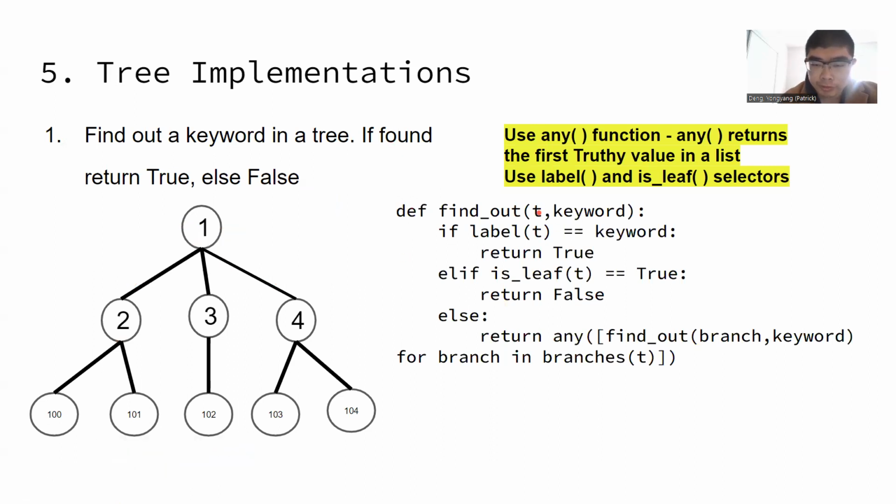Say we have the tree. I say t here and keyword. If label of t equals keyword, return true. And else if is leaf, return false. So these are the two base cases I mentioned. For the label of t, I don't care if that is a leaf or not a leaf, but it matches, so I will return true. And for the otherwise, that actually includes when the tree is a leaf.